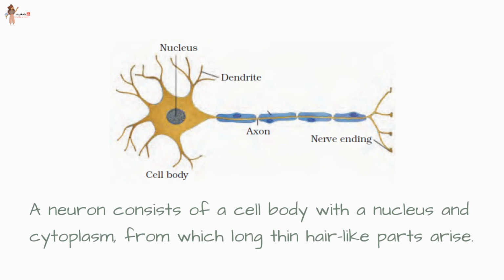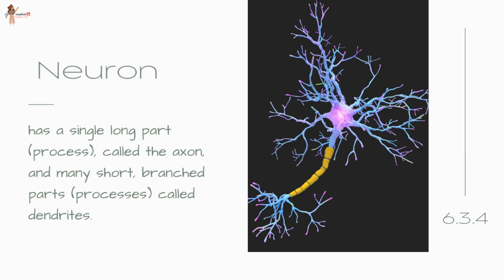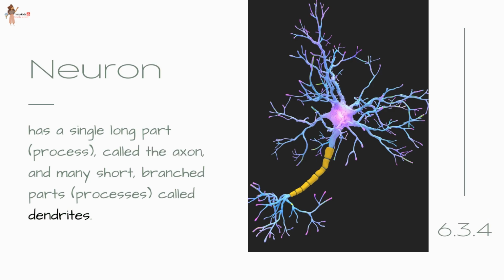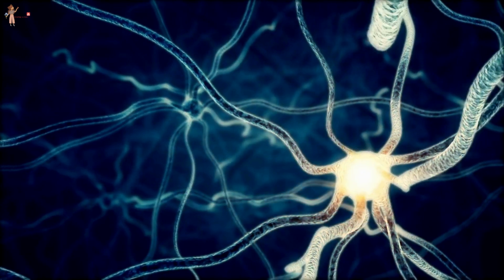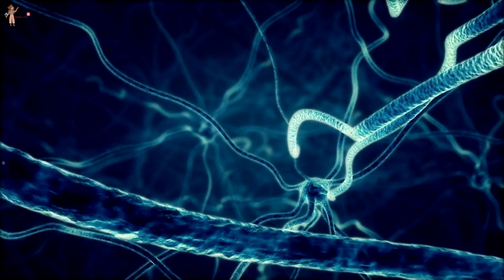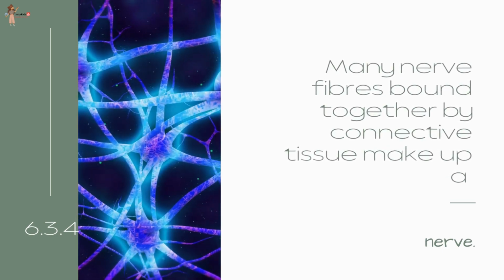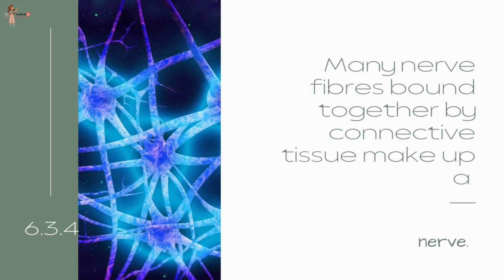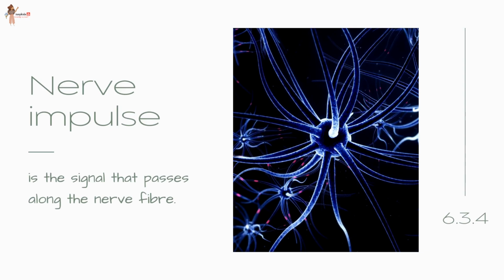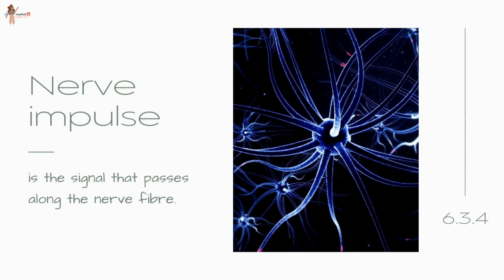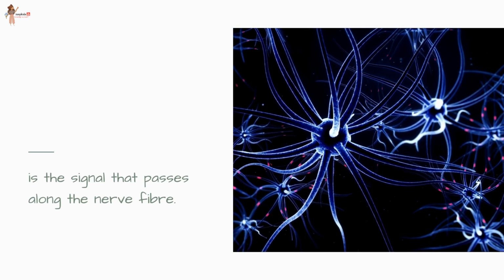A neuron consists of a cell body with a nucleus and cytoplasm, from which long, thin, hair-like parts arise. Usually each neuron has a single long part called the axon and many short branched parts called dendrites. An individual nerve cell may be up to a meter long. Many nerve fibers bound together by connective tissue make up a nerve. The signal that passes along the nerve fiber is called a nerve impulse.